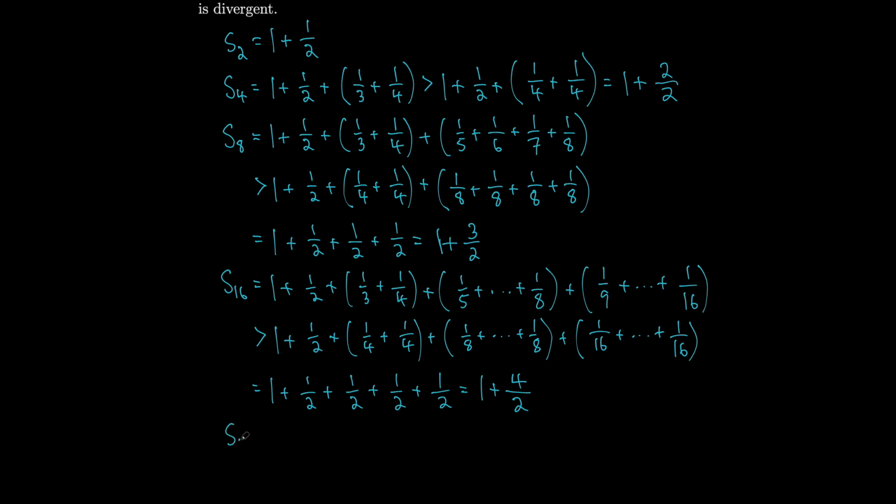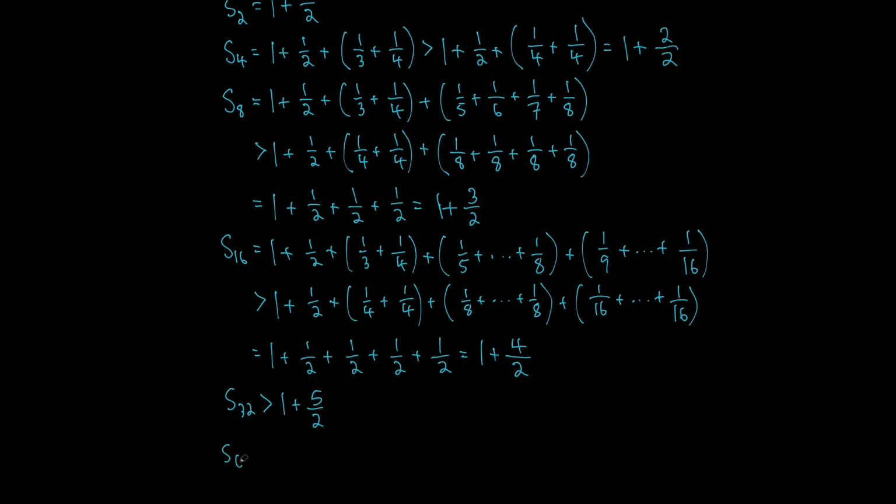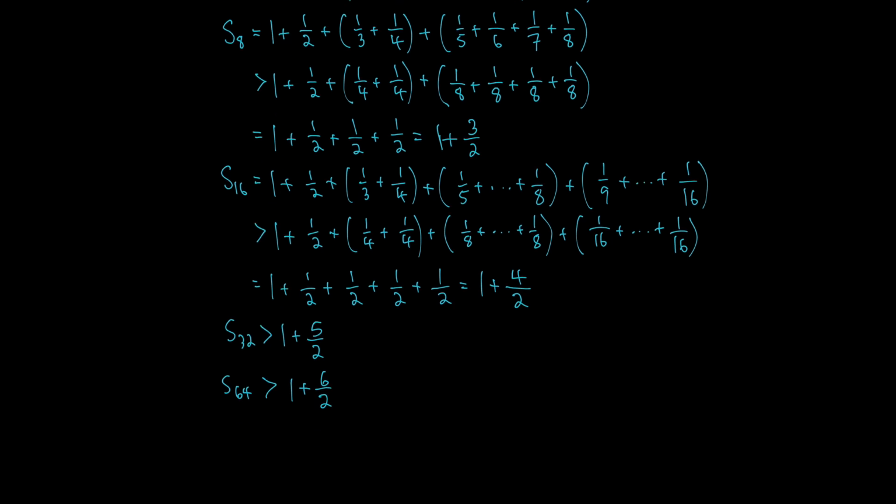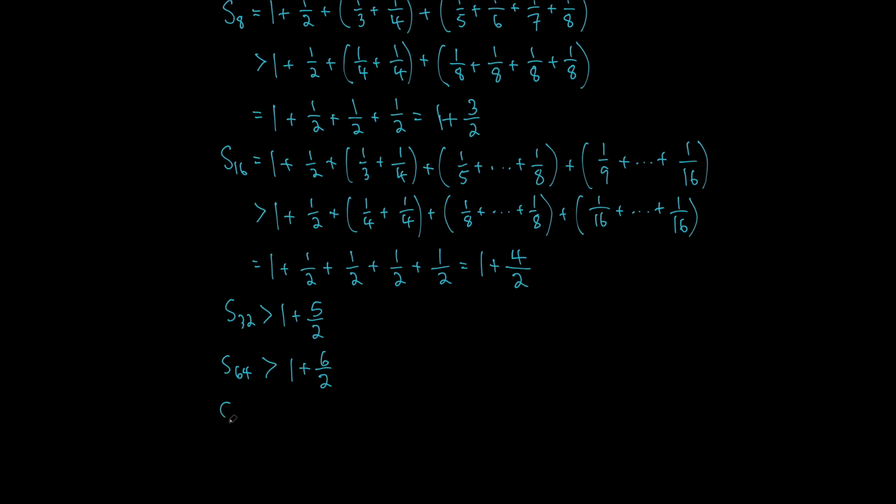Similarly, we can show that S32 will be greater than 1 plus 5 over 2, but I won't write it out. For S64, the sum of the first 64 terms in our partial sum, that'll be greater than 1 plus 6 over 2. So in general, we could say that the sum of the first 2 to the n terms, powers of 2, will be greater than 1 plus n over 2.